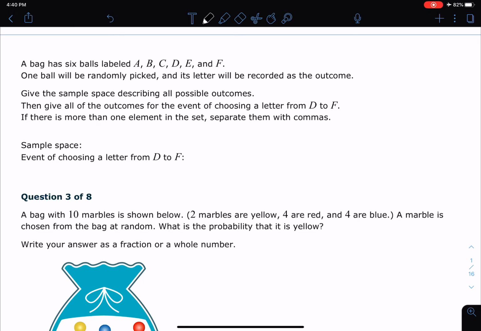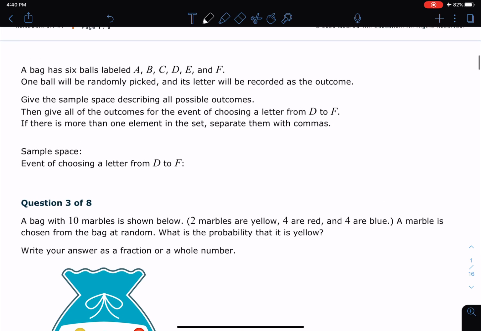Okay, so what we're trying to do is show sample space and things like that. I can't remember how, when you're doing this on ALEKS, they have the cursor to tell you where to put things. But let's just do this.